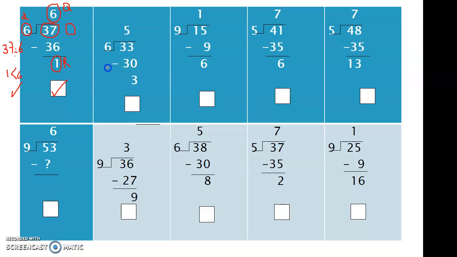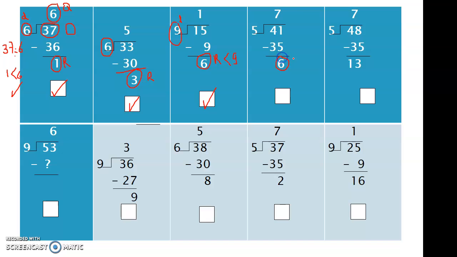The second one, look at the remainder. Remainder how much? 3. Divisor how much? 6. Is 3 less than 6? Yes, so the operation is correct. Same way, what is the remainder? 6. Divisor how much? 9. Is 6 less than 9? Yes, so the remainder is less than the divisor, which is 9. So is the operation correct? Yes, I'm just comparing the remainder with the divisor.